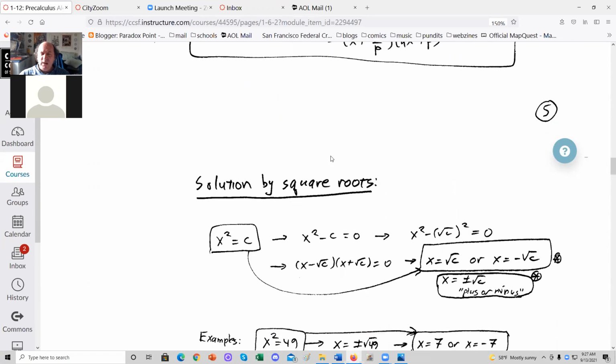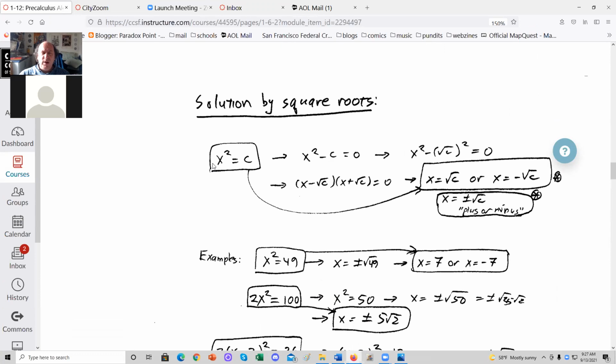Then there's solution by square roots. If you have the equation x squared equals c, you can write that as x squared minus c equals 0. The square root of c is a root if c is positive.